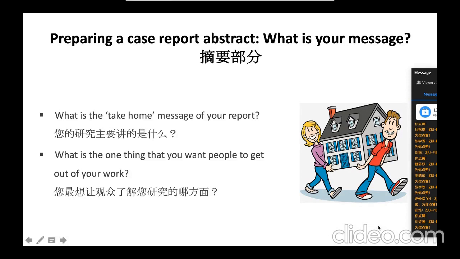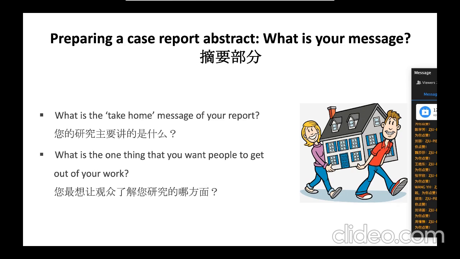And one of the ways to be effective in writing and putting together an abstract for an academic article is initially to think about what the message of the work is. What is the take-home message of your work? What is the one thing that you want people to get out of the work? And if you know this before you start to write, it becomes much, much easier to put the abstract together.